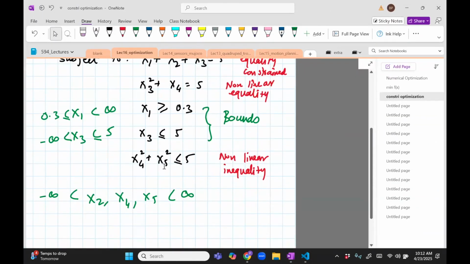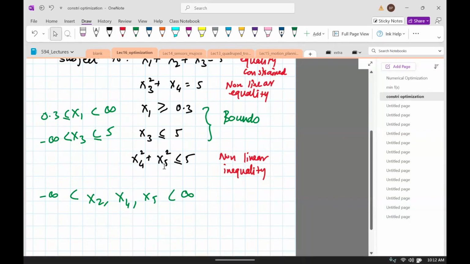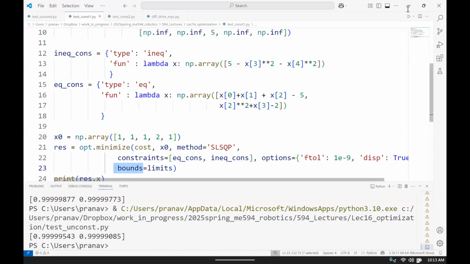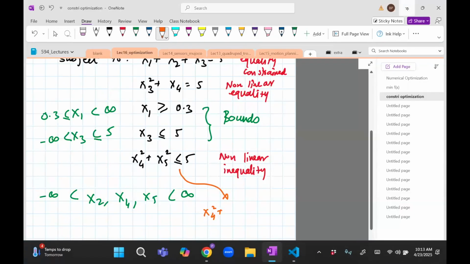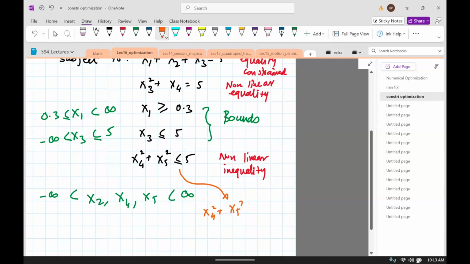And if you look at my code, we just rewrite this. So we can rewrite this as, so first I take this on the left side, subtracting 5 from both sides. I think I made a mistake here in the code. Let me see. Okay, it's right. So x4 square plus x5 square minus 5 is less than 0.